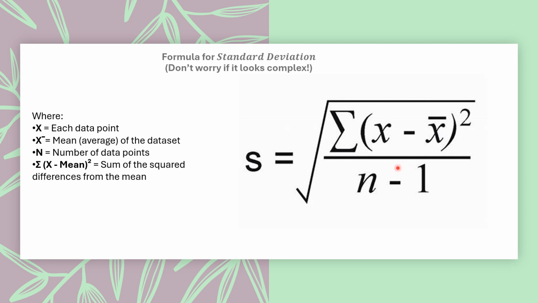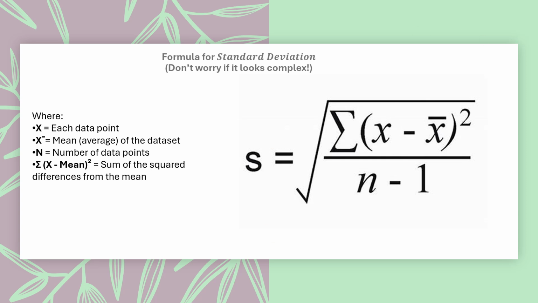Then we will subtract the mean from each number and square the result. Then we will find the average of these squared differences. And then we will take the square root of that number.